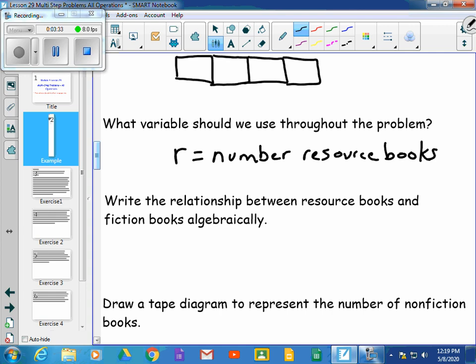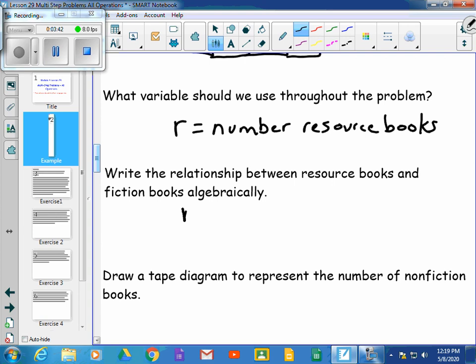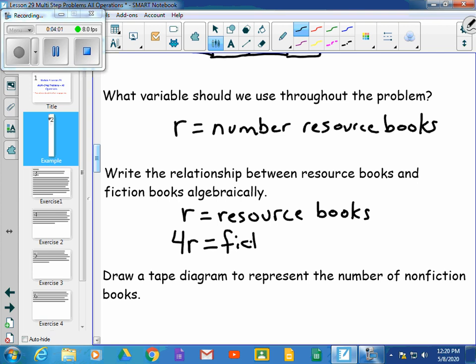Next, it wants us to write the relationship between the resource books and fiction books and do that algebraically. So we could say that R represents the number of resource books, and since there's 4 times as many fiction books as resource books, we could say that 4R is going to represent how many fiction books are in the library.